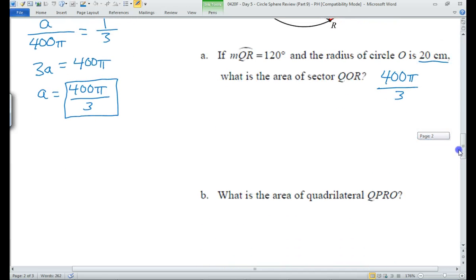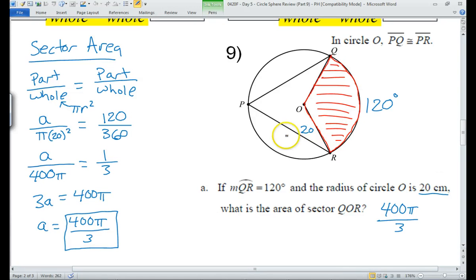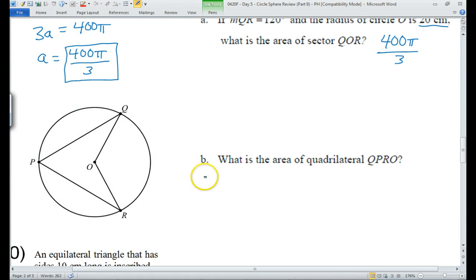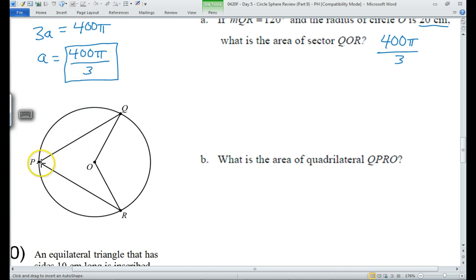But let's see what part B says. What is the area of the quadrilateral? Okay, I feel like I need to copy this picture over again. Stand by. Alright, well, we're supposed to find the area of quadrilateral QPRO. So, it is this strange shape inside of here that I need to find the area of. Now, here's the strategy that I would recommend. Of course, we don't know a formula for that strange quadrilateral.